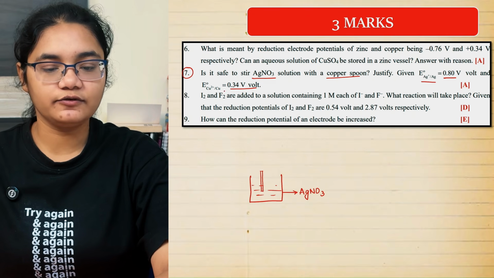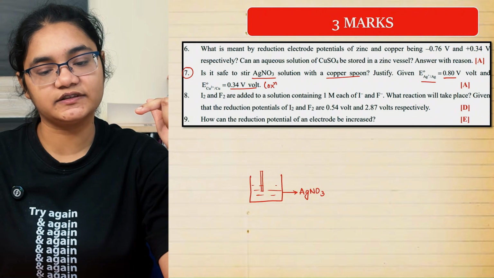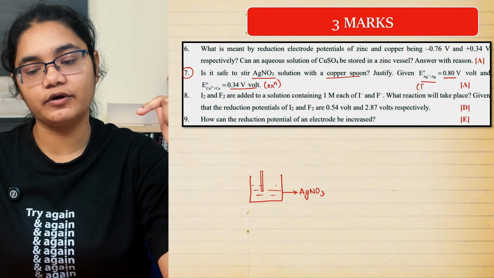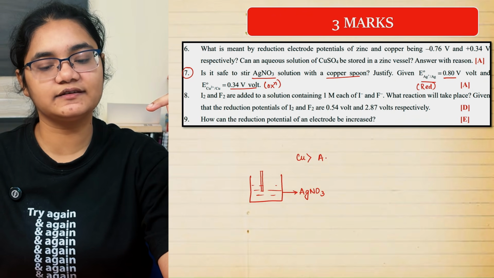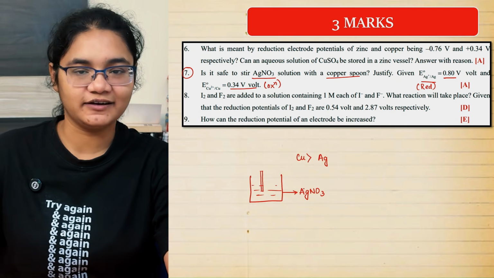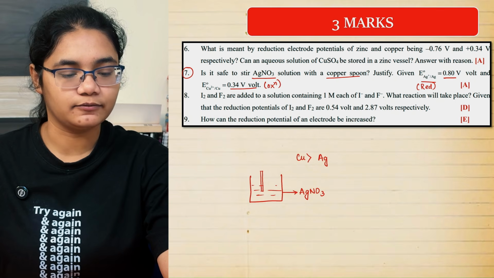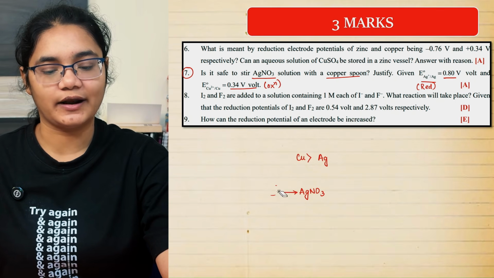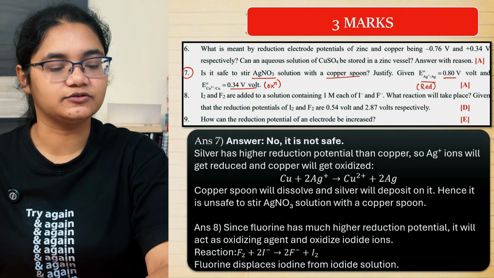Okay. Now if you see, copper has a lesser reduction potential, that means it will undergo oxidation and silver will undergo reduction. Right, that means copper is more reactive than silver, right? So easily copper can displace the silver, so we cannot use a copper spoon with silver nitrate solution. Okay, so now let's see how to write this answer. Okay, so first of all you have to mention that no, it is not safe.